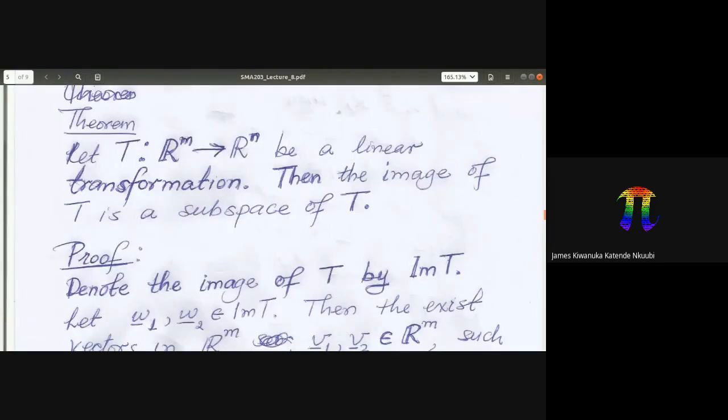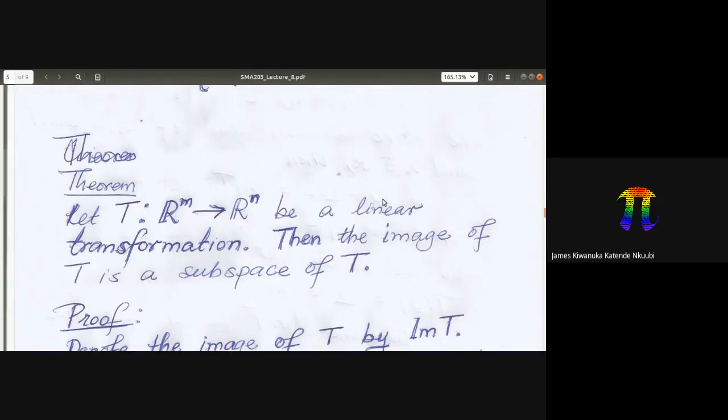So here is a theorem I had mentioned earlier. It says that if you have a linear map, then the image of the map is a subspace. It's a subspace of Rn, not T. It's a subspace of Rn. So change this, make this correction.